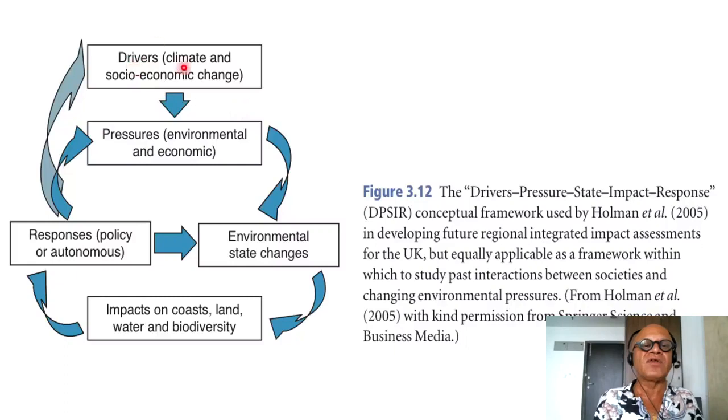Drivers include climate and socio-economic change, not necessarily the immediate causes, but can be ultimate causes, which is argued even for the 20th and 21st centuries in terms of situations in Syria, the Middle East, Somalia, Sudan, elsewhere, Rohingyas, etc. So that puts pressures on environmental and economic activities. So environmental state changes are brought about, which then can affect coasts, land, water, and biodiversity, which typically lead to policy or autonomous responses, which again put pressures or alter pressures on environment and economic activities and affect drivers like climate and socio-economic change.